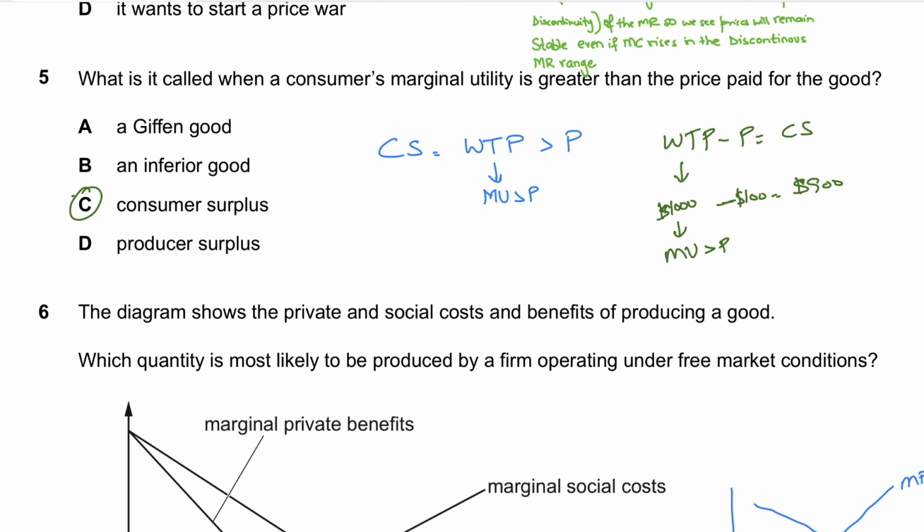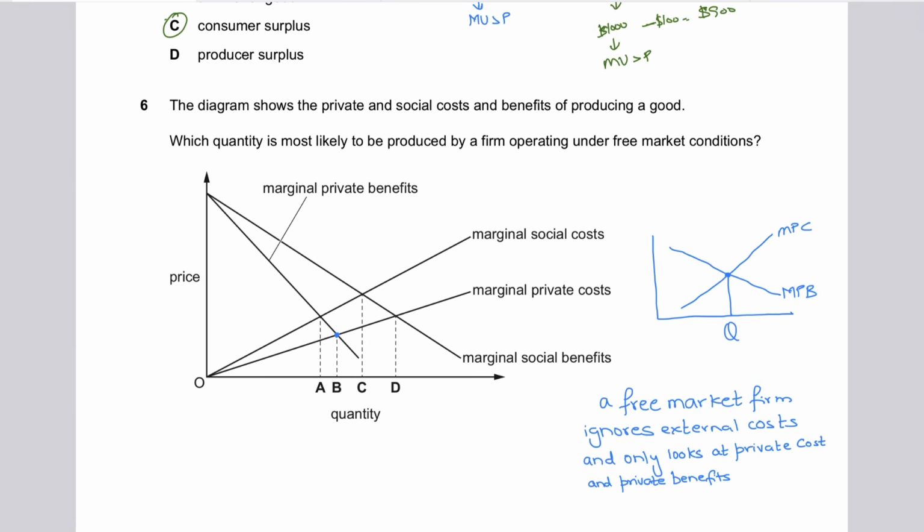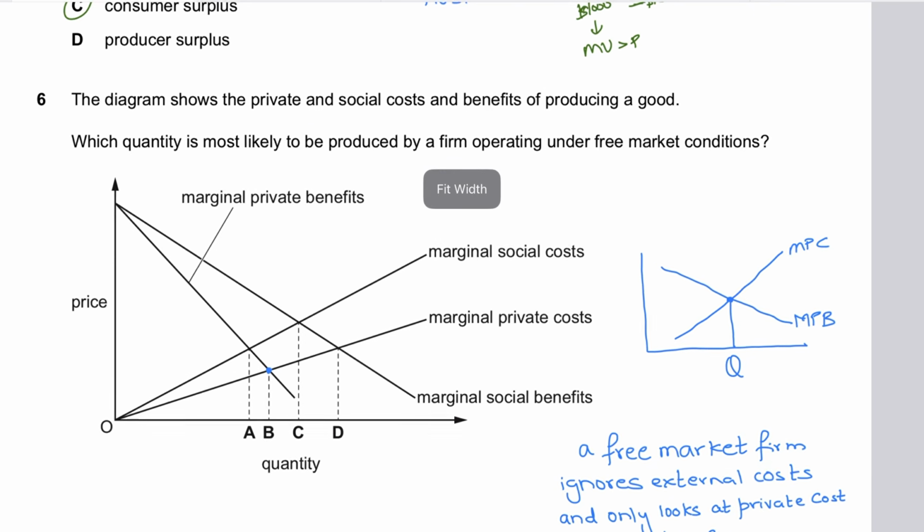All the others are incorrect. Got it? I'm sure a lot of you might have got this right. Question number 6 is again an easy question. It says which quantity is most likely to be produced by a firm operating under free market conditions.